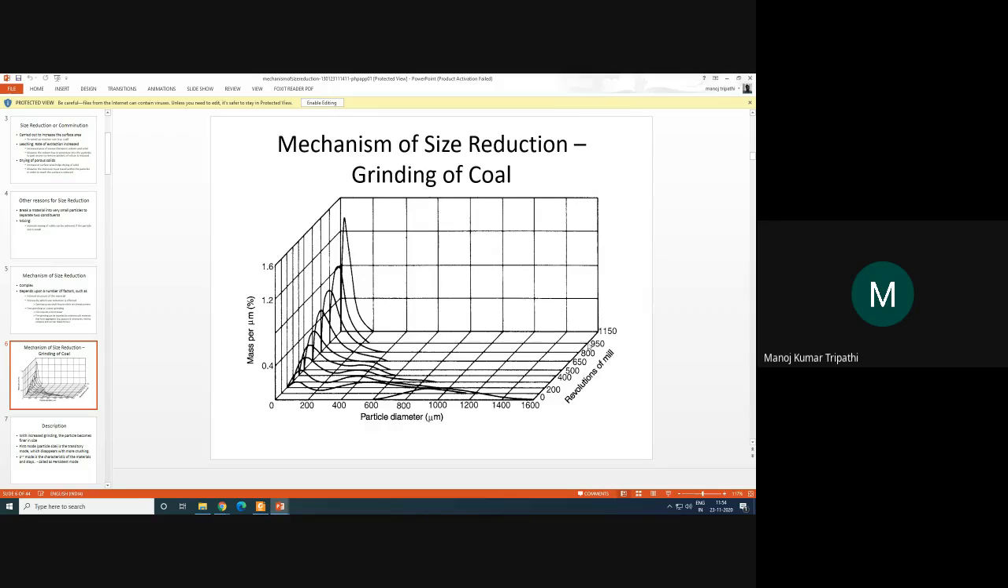And if you increase the number of revolutions, there is little change in the maximum diameter of the particles that you can see from this curve. But there are more particles that you get at that size. Okay. And after this there is little change in this curve.